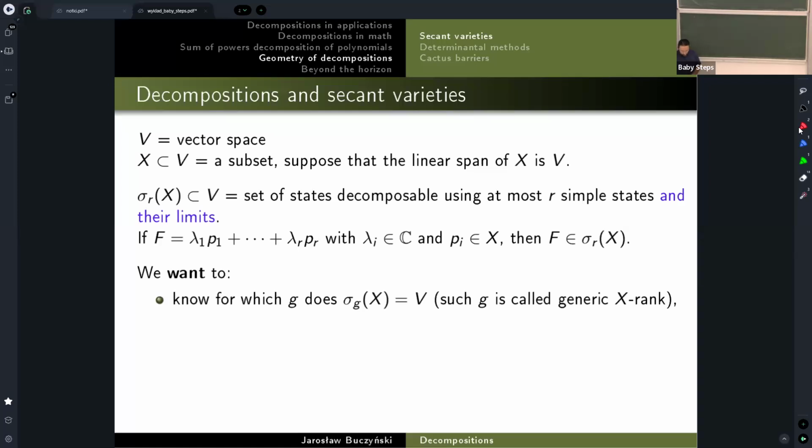And what we want to do with these secant varieties, so one thing that we would like to know, and in some cases this is probably the easiest question if you are given a specific X, though it's worse if you want to work with families of different X's with some common properties. We want to know the smallest number, or at least some number G, such that the G-th secant variety fills the whole space. This is why I want the linear span of X to be the whole V, so that a finite number G like this exists. Such a G is called the generic rank, the generic X-rank.